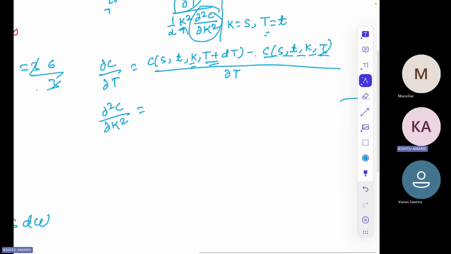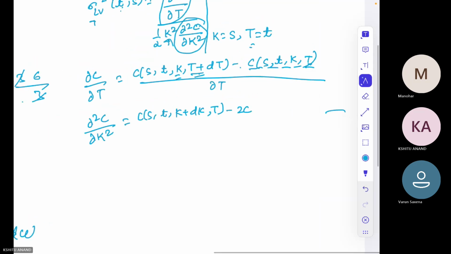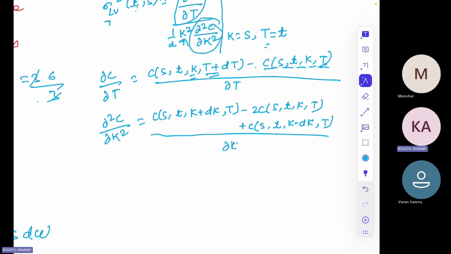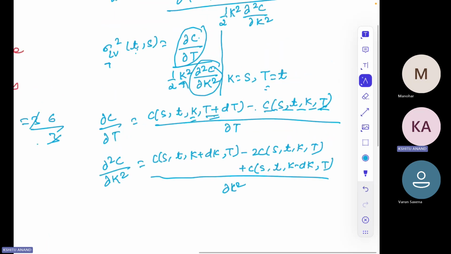Similarly, you will get d2C by dK square by this approximation, which I think you should note down. Here you will be changing K and keeping T constant, right? This is nothing but your class 12th basic calculus, right? Divided by dK square. So now you get your numerator and denominator. You just put it in and then you will get it. Any doubt till now?